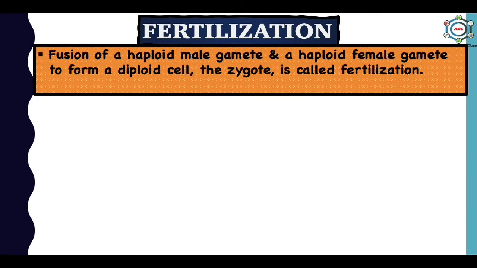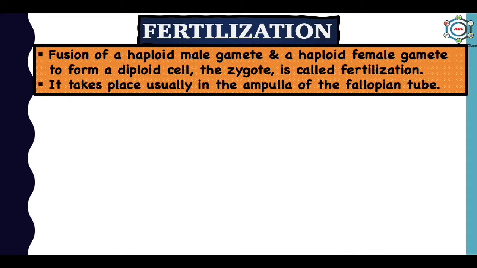Fertilization is an internal process in the case of mammals, and here the fusion of a haploid male gamete and a haploid female gamete forms a diploid cell which is known as the zygote, and this process is known as fertilization. It takes place usually in the ampulla of the fallopian tube.